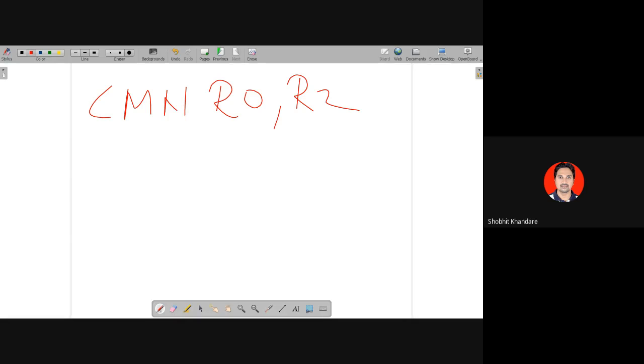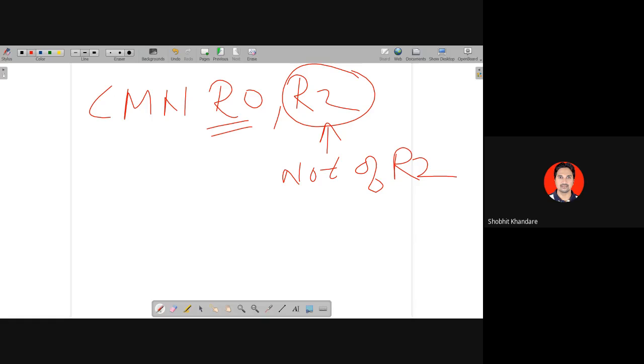Now here I am comparing R0 with logical not of R2. Now here it is a logical not of R2. So that is why it is called a compare negative. Okay. So in simple words, I would say it is the operation of R0 minus of R2. Not of R2 means minus of R2.